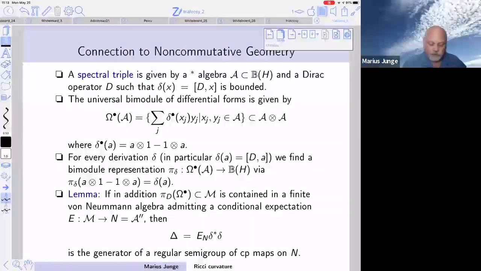And then the remark is, if you have a spectral triple so that the space of derivations is contained in a finite von Neumann algebra, and there's a conditional expectation, and if you calculate this here, you get back the generator, then you also have a generator of a semigroup. So there is some back and forth between a spectral triple and the notion of derivations, which we will consider here. Good.